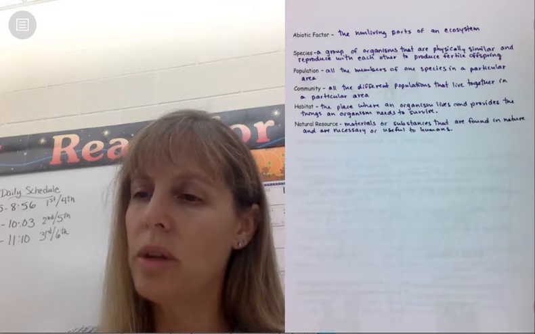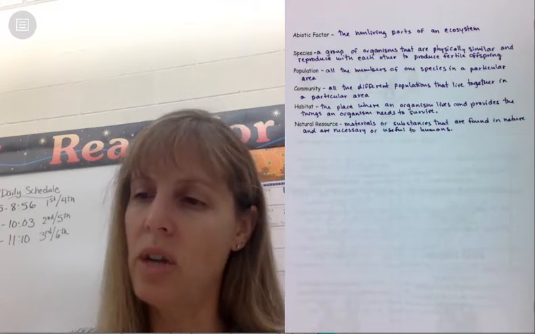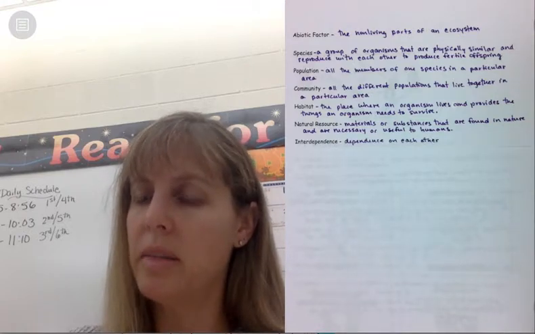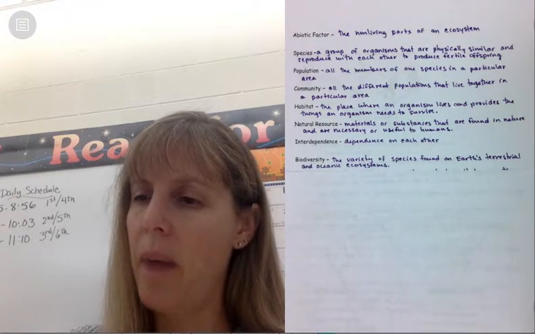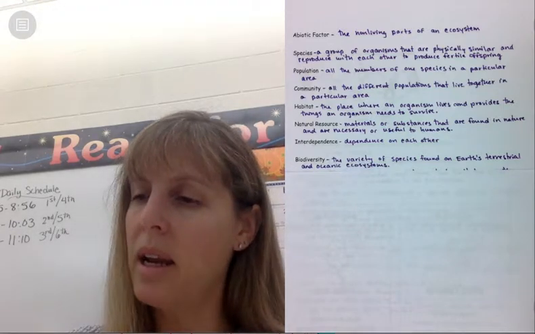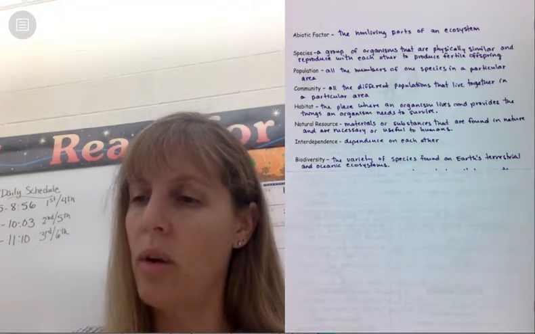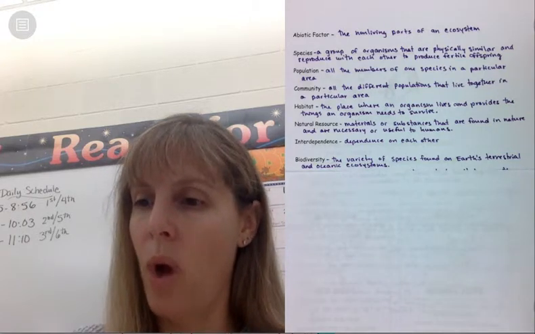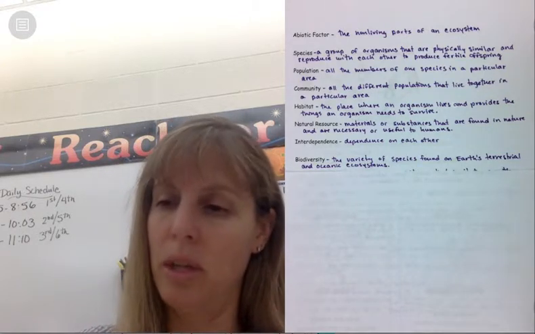A natural resource is the materials or substances that are found in nature and are necessary or useful to humans. Interdependence means dependence on each other. Biodiversity is the variety of species found on Earth's terrestrial and oceanic ecosystems. That means on Earth and in the water. Biodiversity, a variety of species.